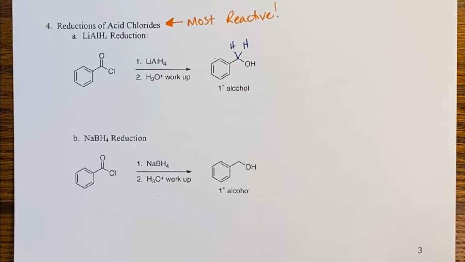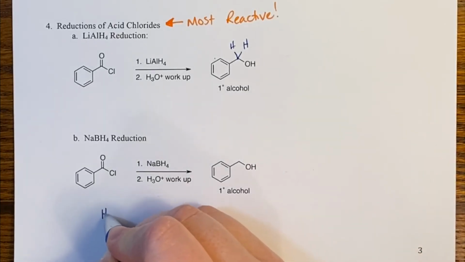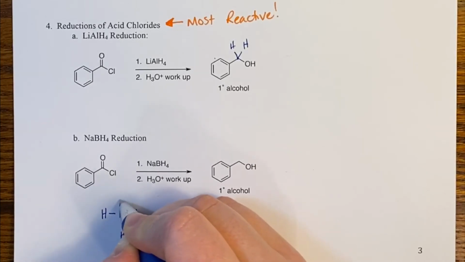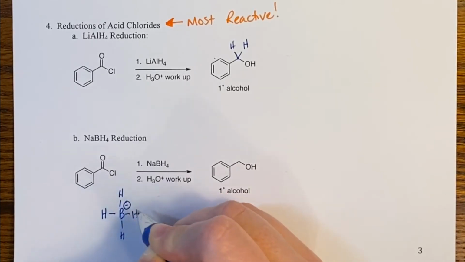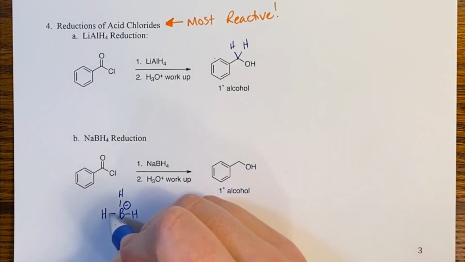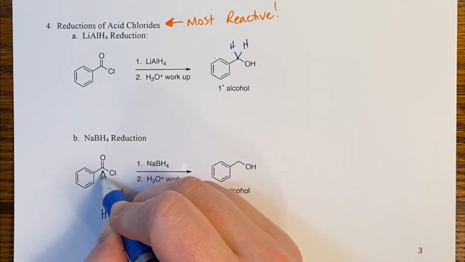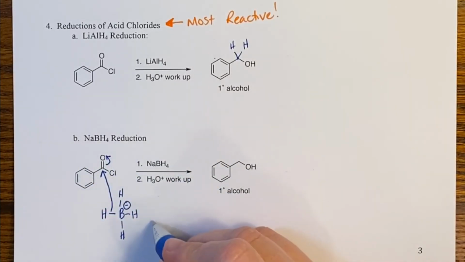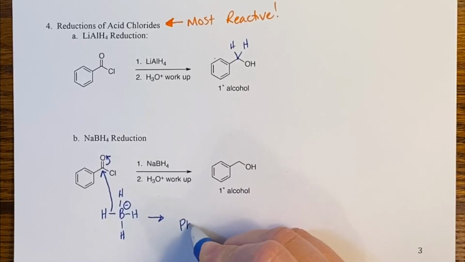Sodium borohydride, as my weaker reducing agent, behaves very similarly in its mechanism. So here I have a boron with 4 hydrogens bonded to it. That boron carries a formal charge of -1, and so this boron can send one of the hydrogens with its electrons towards the carbon of the carbonyl and give me a tetrahedral intermediate.